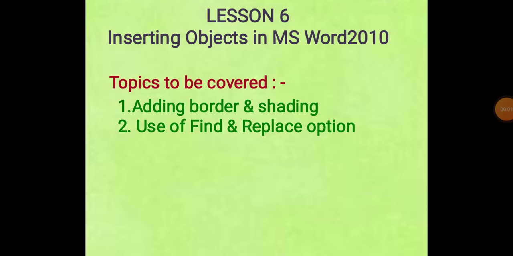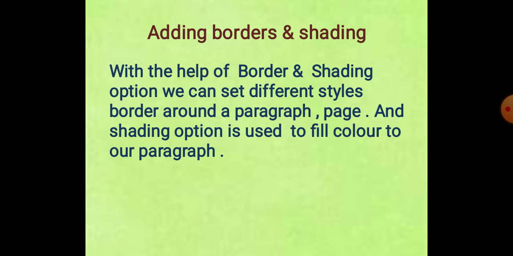Good morning, everyone. We are continuing lesson number 6 and we will discuss the topics add a border and shading in a document and use of find and replace. First, we are discussing the use of border and shading option. Children, this option is used to set a border around a page or paragraph and to fill color in a paragraph.